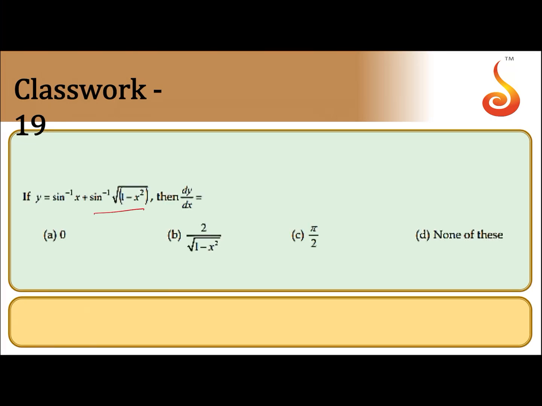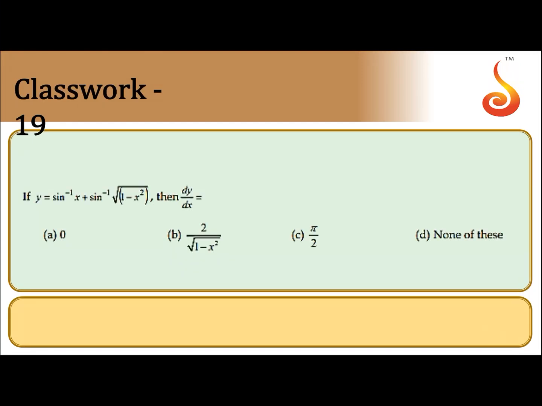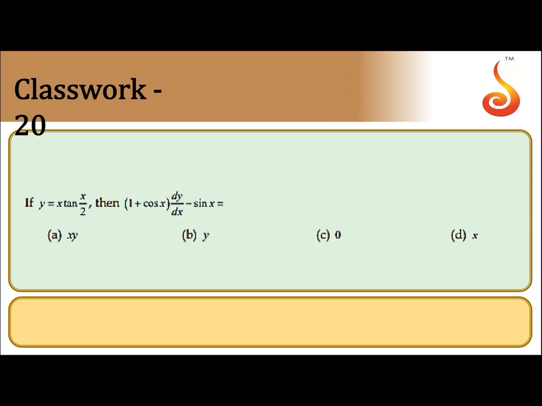Next one, sin inverse x plus cos inverse x. So sin inverse x plus cos inverse x is equal to pi by 2. So there is no need for any calculation, the answer is 0. Yes. So the 20th one.